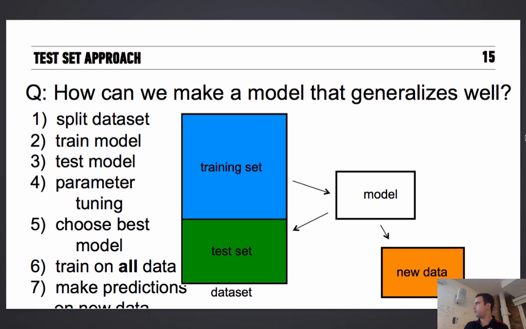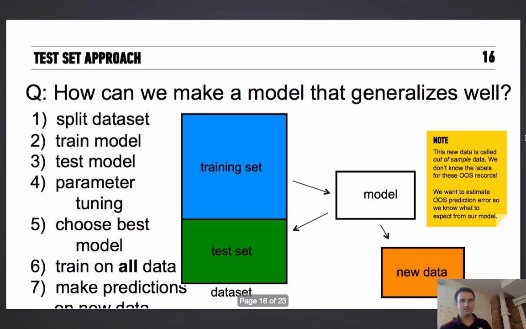There's my new data, it's orange. This new data, orange, is called out-of-sample data. Out-of-sample data is data that you haven't seen before, at all. Like it hasn't happened yet, essentially. We want to estimate how well our model will do on this out-of-sample error. And we do it using this method. This method provides a good way of estimating how well we would do on unseen data.